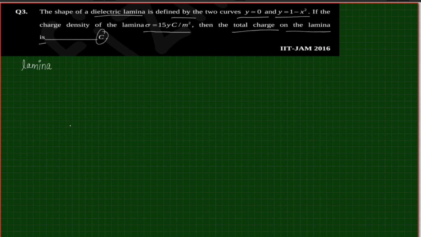which is defined by these two equations. y equals 0, which is the x-axis, and another is y equals 1 minus x square, which is the equation of a parabola. And origin is 0, 0. This is the origin.